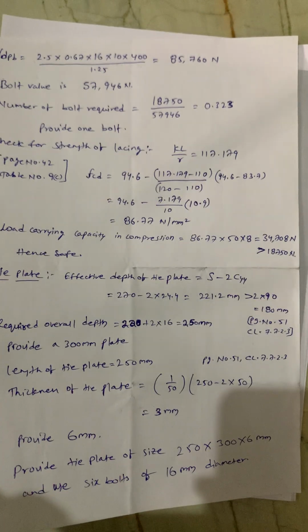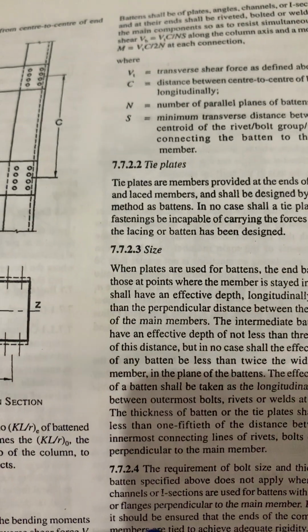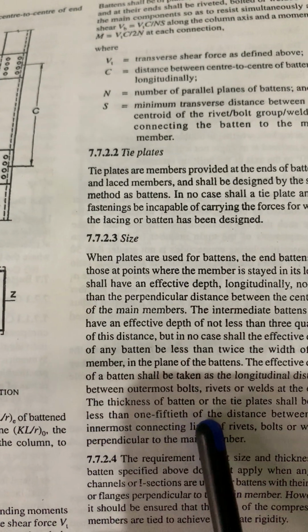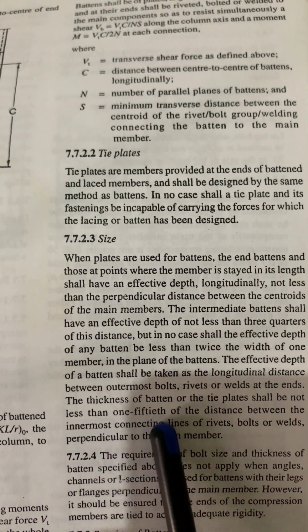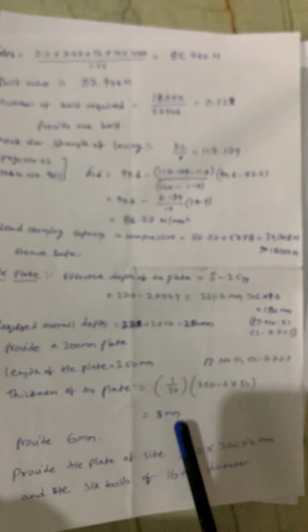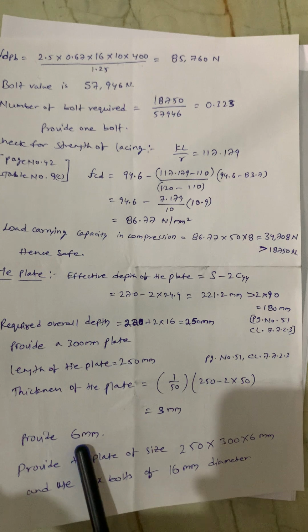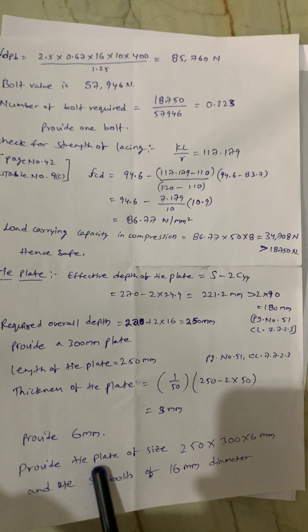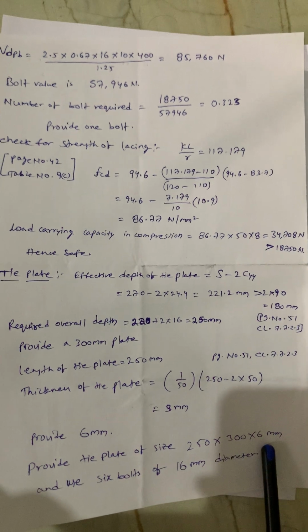So here I am considering 1 by 50. Why am I considering 1 by 50? Here the code specifies the thickness of the batten or tie plates shall be not less than 1 by 50 of the distance between the innermost connection lines. So that's why I am considering 1 by 50. I got 3 mm, so I provided 6 mm. Provide a tie plate of size 250 by 300 by 6 mm.